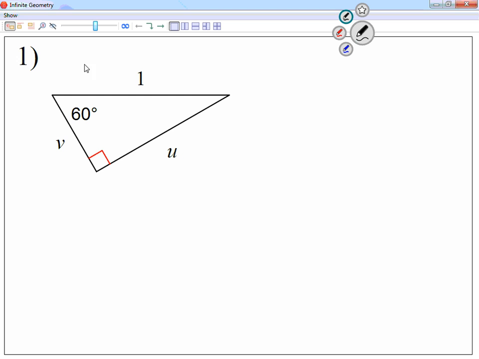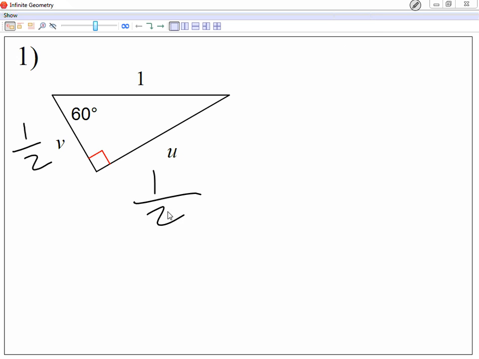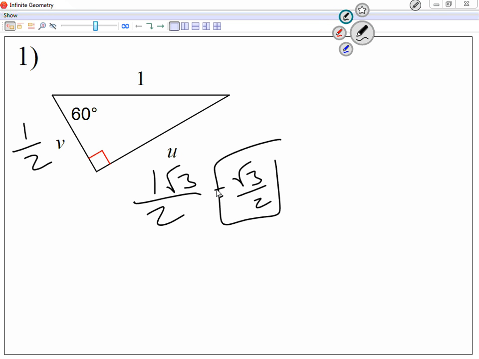Okay, once again, the hypotenuse is 1. So the short side is half of the hypotenuse. So I'm going to go 1 divided by 2. And then U would be radical 3 over 2, because U is the short side times radical 3. So I'm going to go 1/2, which is the short side, times radical 3. So I get radical 3 over 2. That's it. But you only do the radical if it's not the hypotenuse.